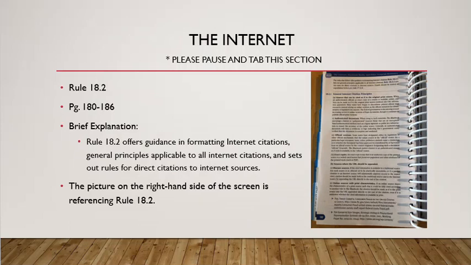Next, we have the internet. This is located in Rule 18.2, starting on page 180. Please pause the video now and tab your Bluebook. Rule 18.2 covers the internet, offering guidance in formatting internet citations, general principles applicable to all internet citations, and sets out rules for direct citations to internet sources. The picture on the right-hand side of the screen is referencing Rule 18.2.